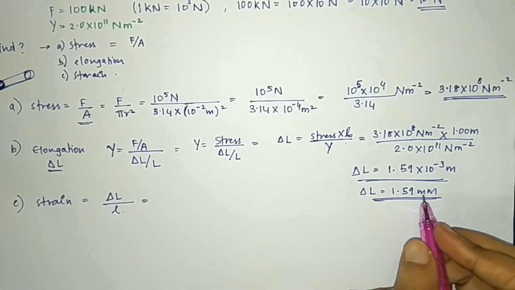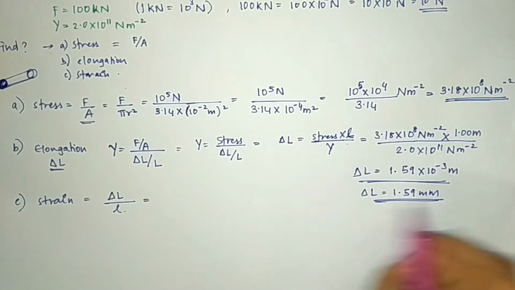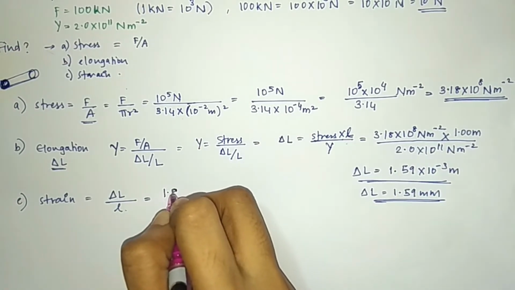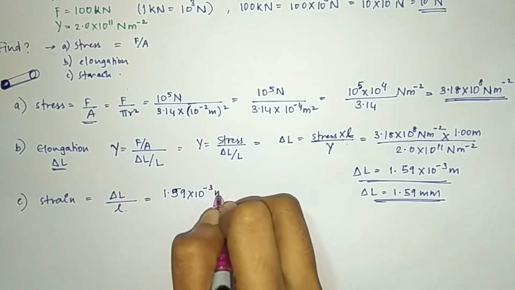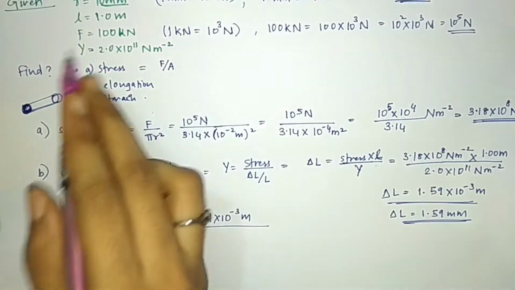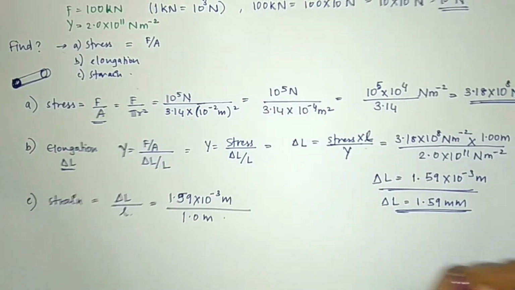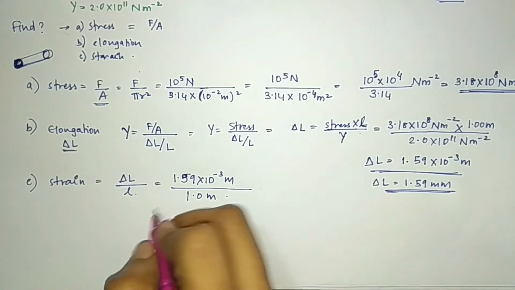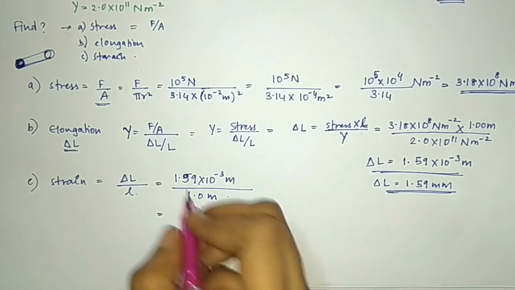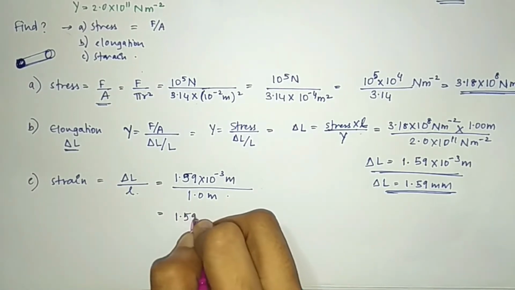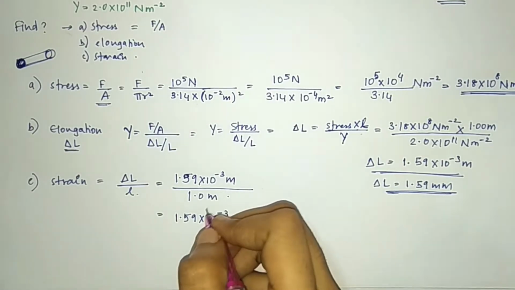So what is delta L? It is 1.59 mm. Because I am using just SI units, I'll take this value as 1.59 times 10 raised to minus 3 meter, and L was 1 meter. So strain is also calculated easily because L is 1. There is no need to worry. So it is directly the answer, 1.59 into 10 raised to minus 3. There is no unit because meter and meter cancel.